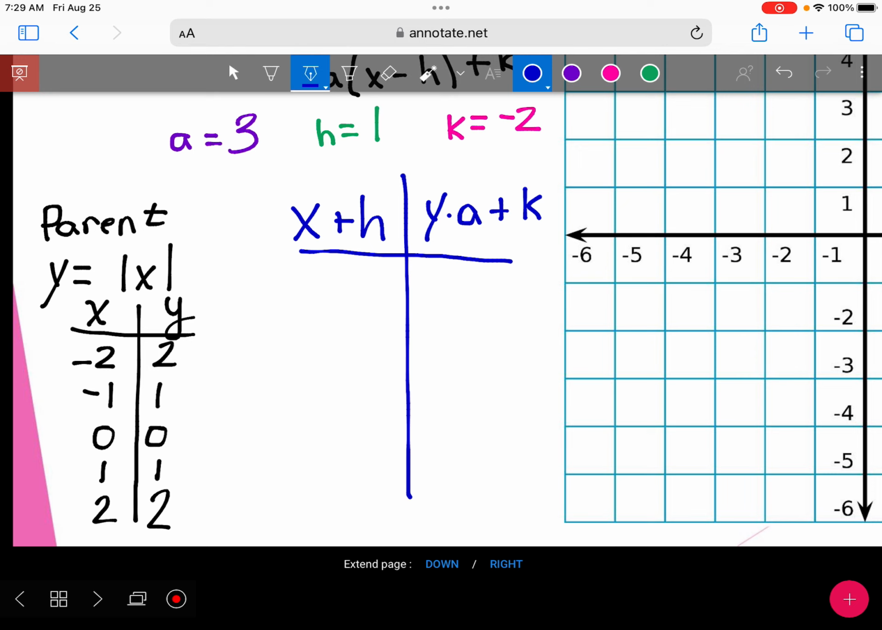So specifically for this one, I'm going to take my x values from here and add 1. So negative 2 plus 1 is negative 1. Negative 1 plus 1 is 0. 0 plus 1 is 1. 1 plus 1 is 2. And 2 plus 1 is 3.